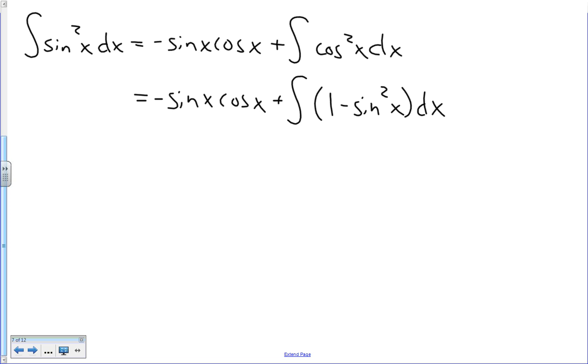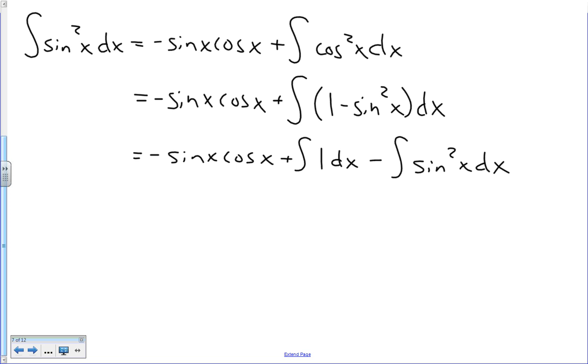All right, basically if you know your 3 Pythagorean properties for your trig identities, that's the 3 that you need to know. All right, now let's rewrite this over here on the right-hand side. You've got a negative sine of x, cosine of x. And then I'm going to break this integral up here as the integral of 1 times dx, or just dx, and then minus the integral of sine squared of x dx. And you can see now, I should have been writing this down on the left side here. Let me go back and do that again.